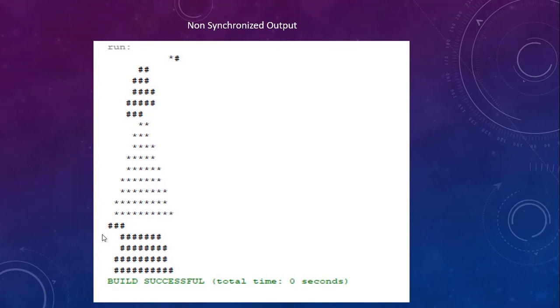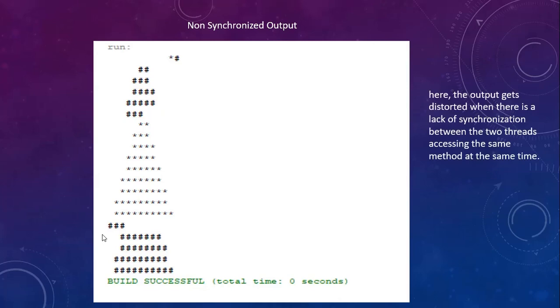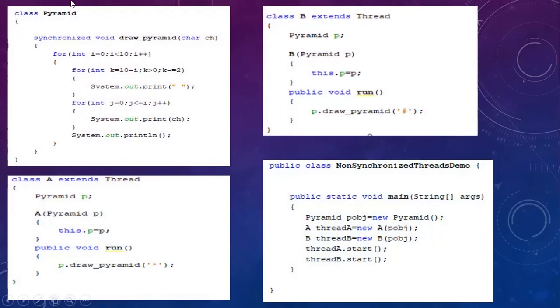Now I will edit this code and I will simply use one small keyword. So this is my original code. I will now use a word called synchronized on this drawPyramid method, because I know that this drawPyramid method is being accessed simultaneously by thread A as well as thread B. So I will use a keyword called synchronized.